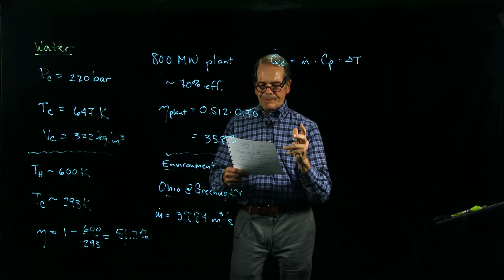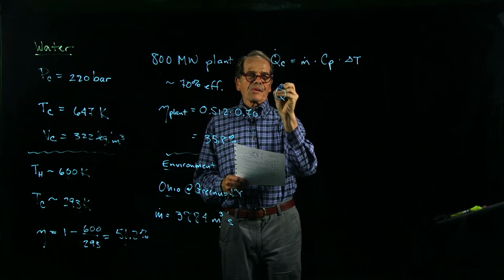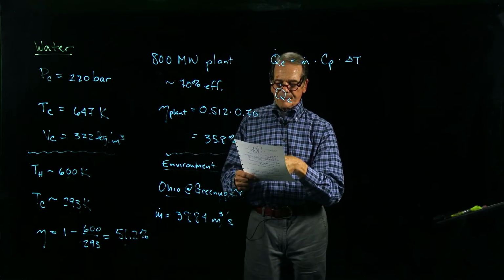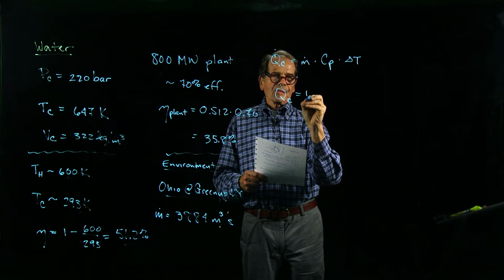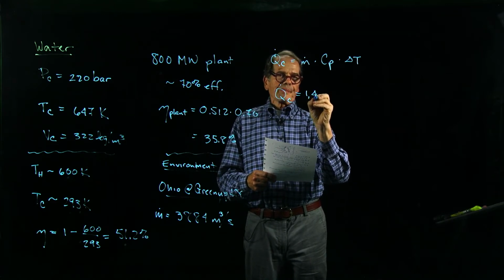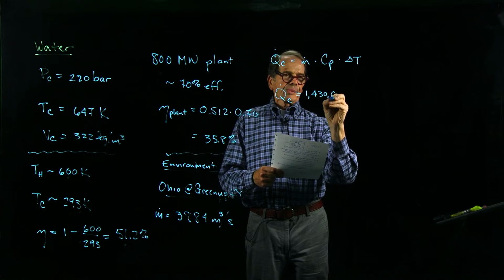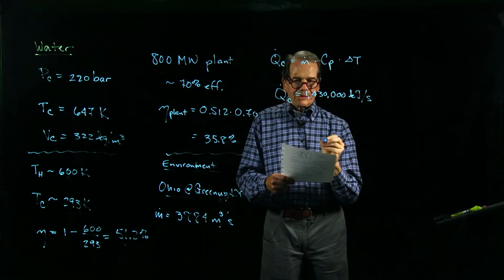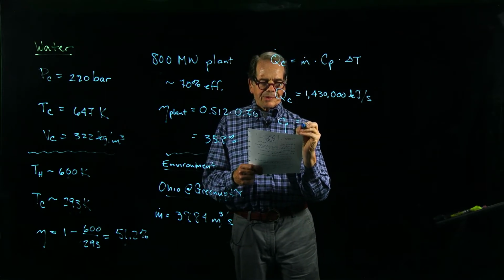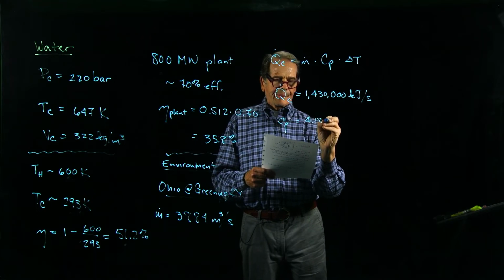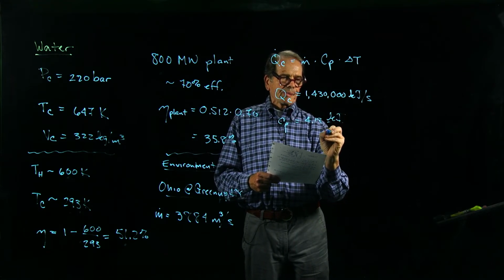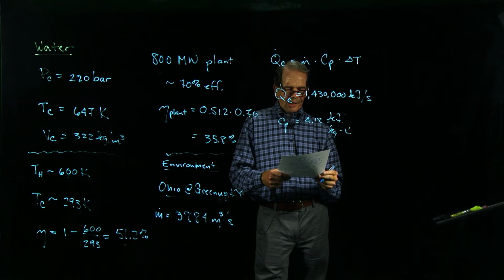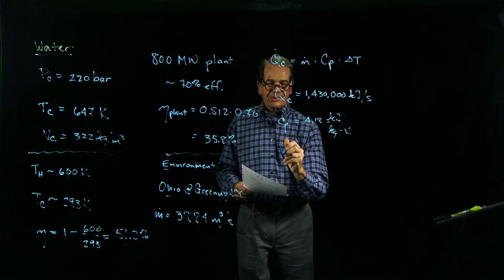So Q sub C, after I do a little work to convert, after we've designed the plant, we have a Q sub C of about 1.4 million kilojoules per second. C sub P is 4.18 kilojoules per kilogram degree K. And so we can now solve for delta T.